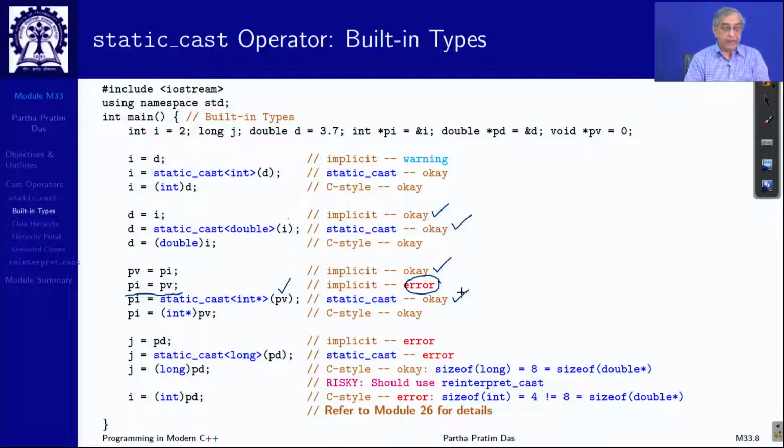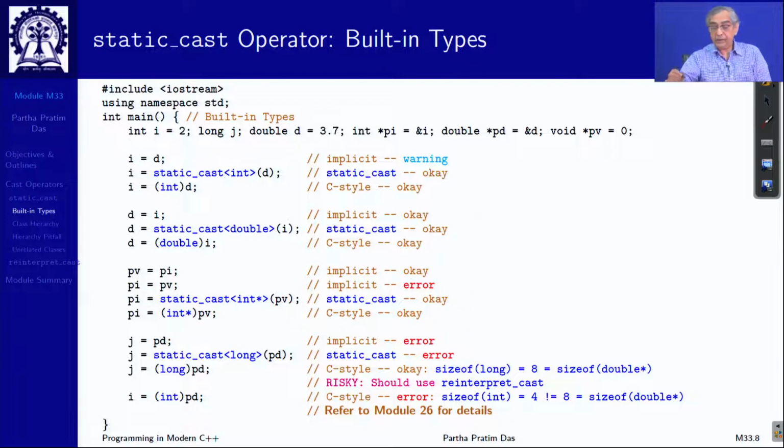Finally, let us look at the conversion between pointer and integral values. We discussed this at length in module 26. So, if you try to do an implicit cast from, say, pointer to double to long, it is an error. If you try to do it using static cast, also you will get an error, because static cast does not have a semantics to convert a pointer to a long. Converting a pointer to a long is just a bit level reinterpretation. It is not a type level conversion, because these two types are in no way related. So, even with a static cast, this is not permitted.